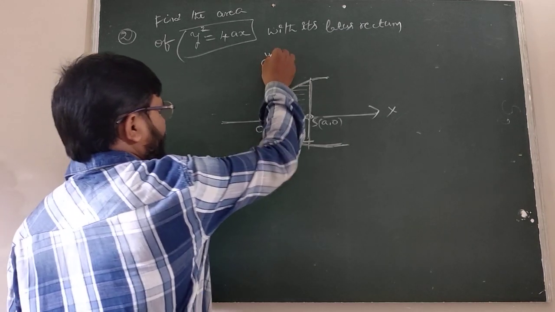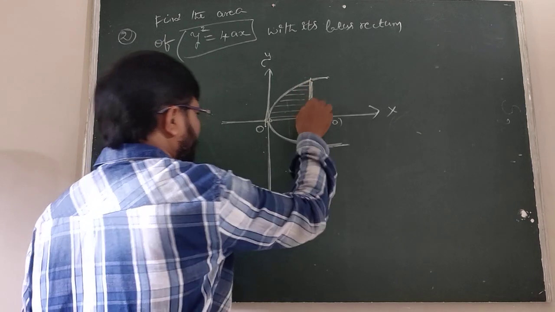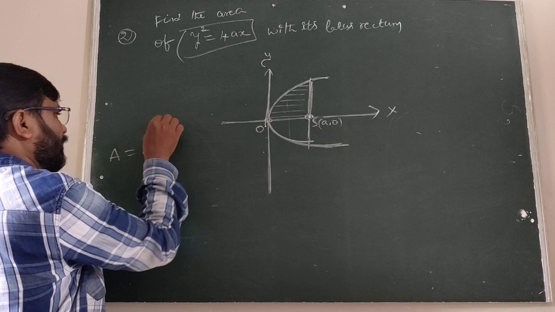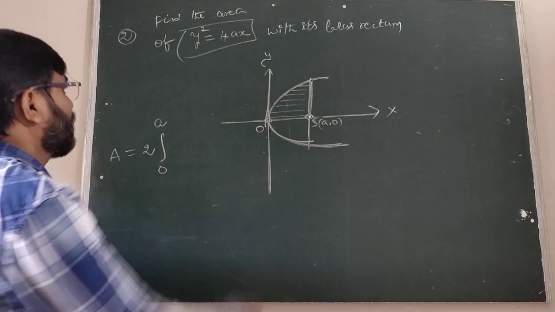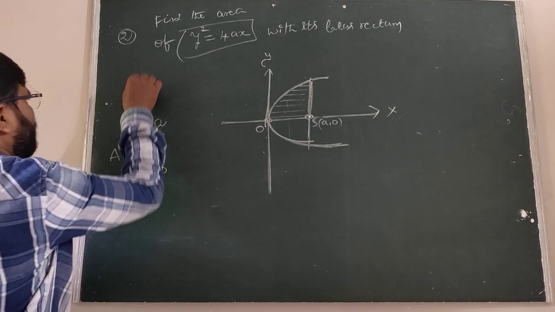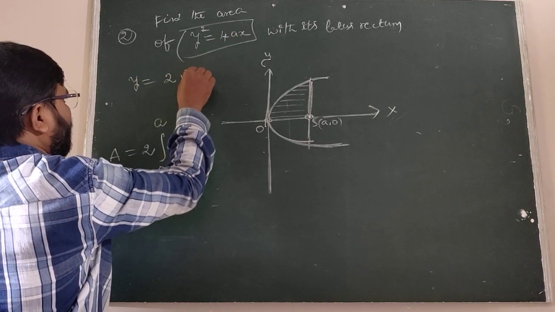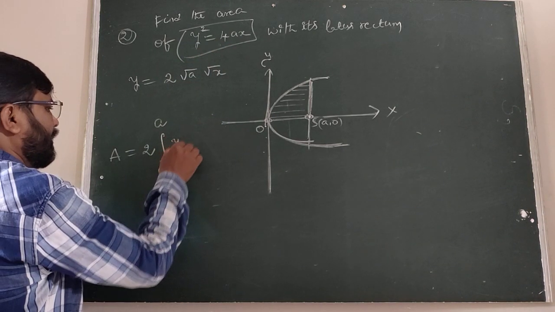The equation of the y-axis we know is x equal to 0. This is the line x equal to a. Therefore the boundaries are 0 to a. All of you listen here. 0 to a. What is the curve? The curve we can take is y equals 2 root a into root x. Y equals, we can take y dx.